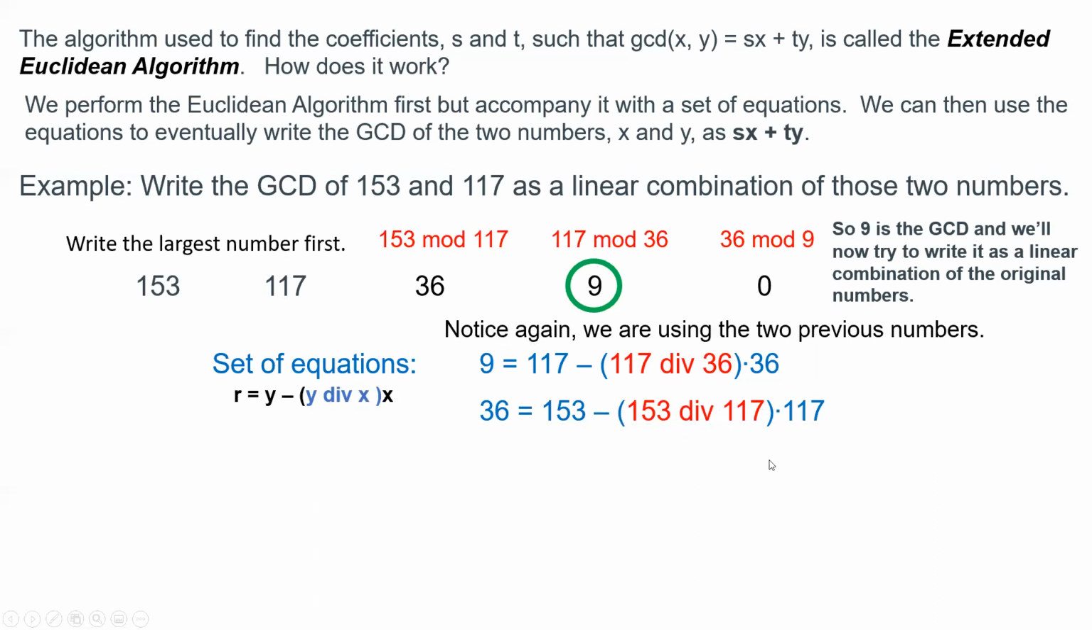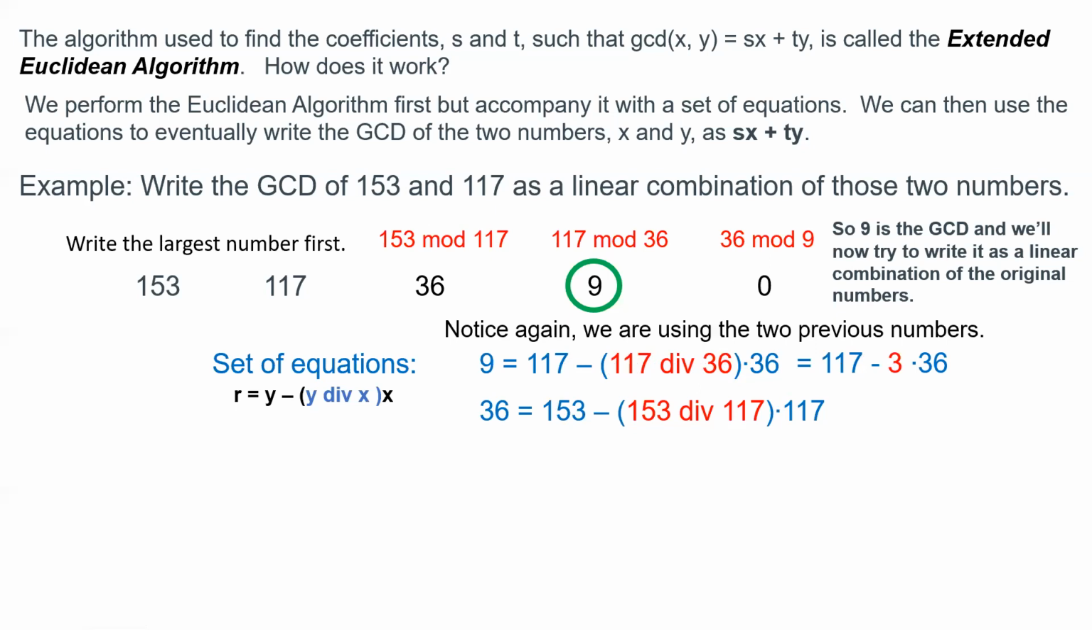Okay, so what have we done so far? Well, we've just come up with two little equations. But let's do something here, and this is what we're going to do every time we come up with these equations. We're going to evaluate the div function. Inside here, it's 117 div 36. We're going to evaluate that and replace it by what the number is. So 117 equals 117 minus, and what is this? 117 div 36 ends up equaling 3. So we're going to replace this div expression by 3.